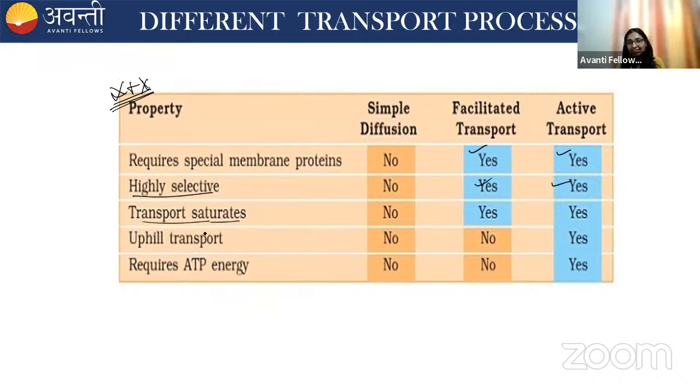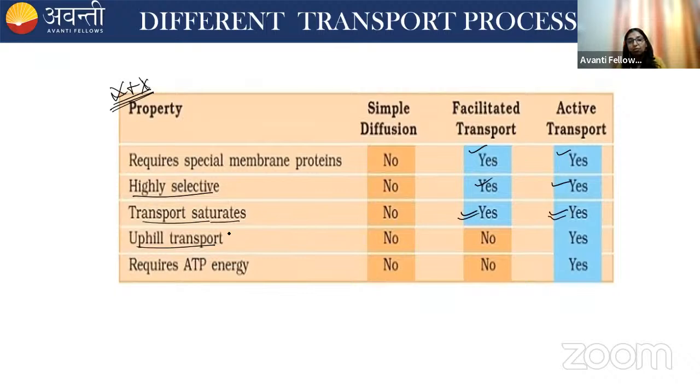Transport saturates. In facilitated diffusion and active transport, they require proteins for the movement of molecules, right? And the transport will be maximum when these proteins get saturated, all the proteins are used up. You observe this in facilitated diffusion and in active transport. Uphill transport.